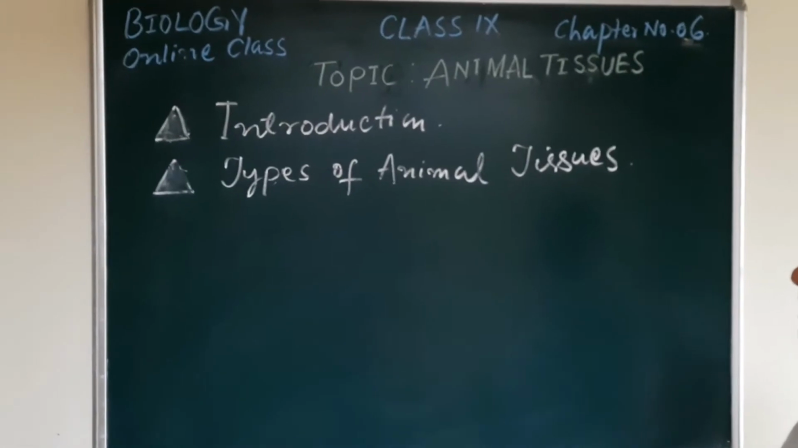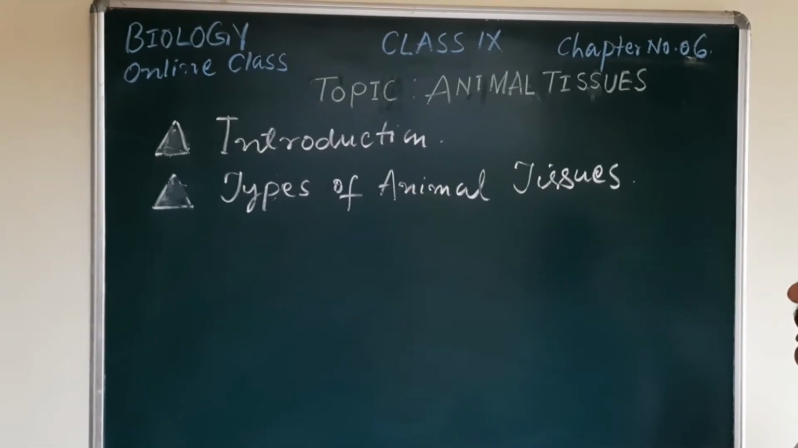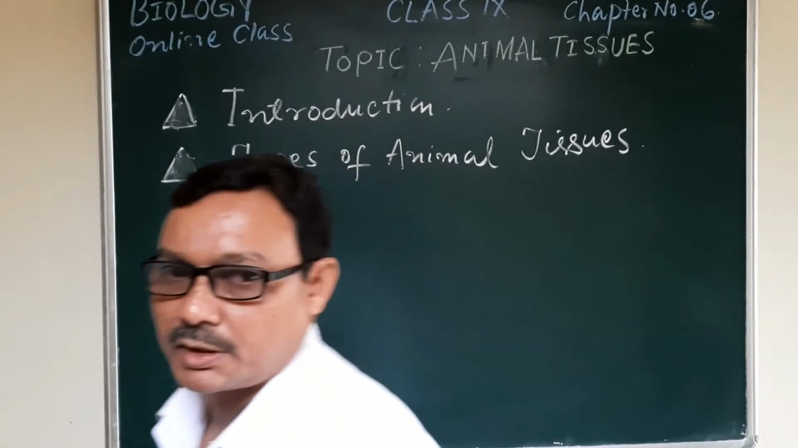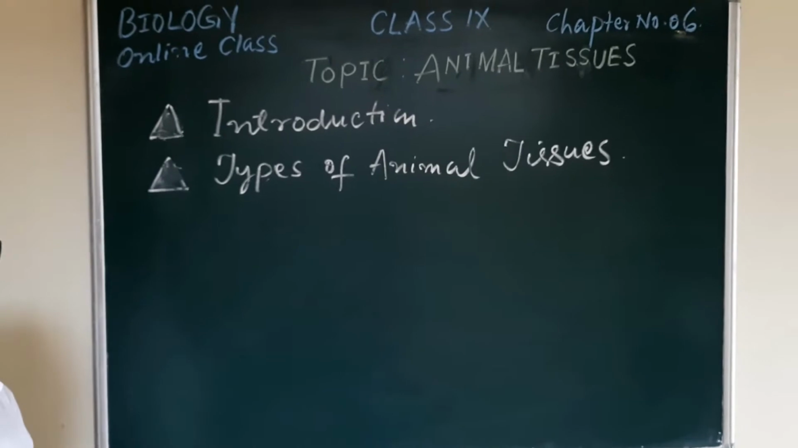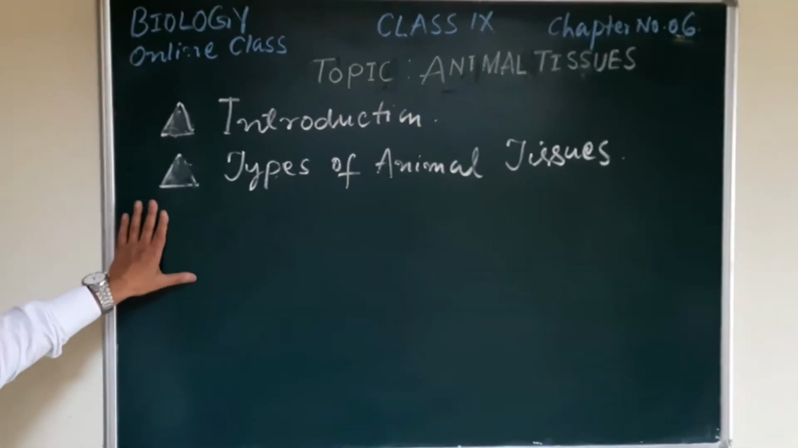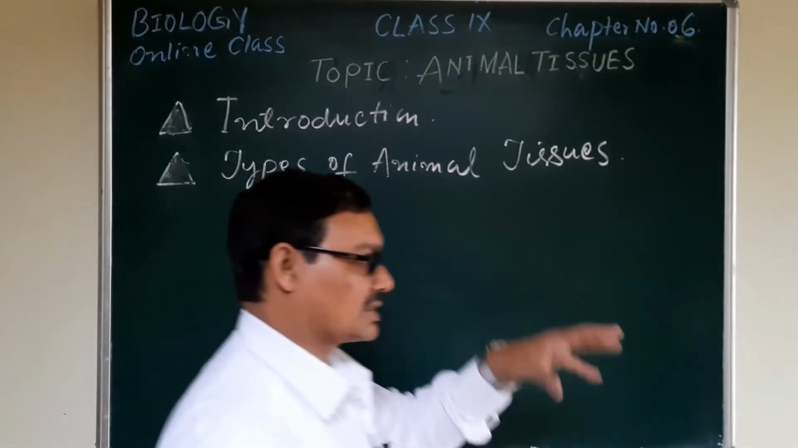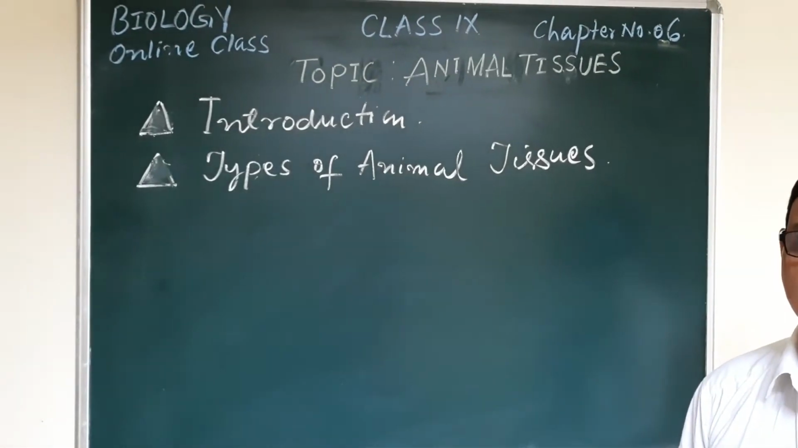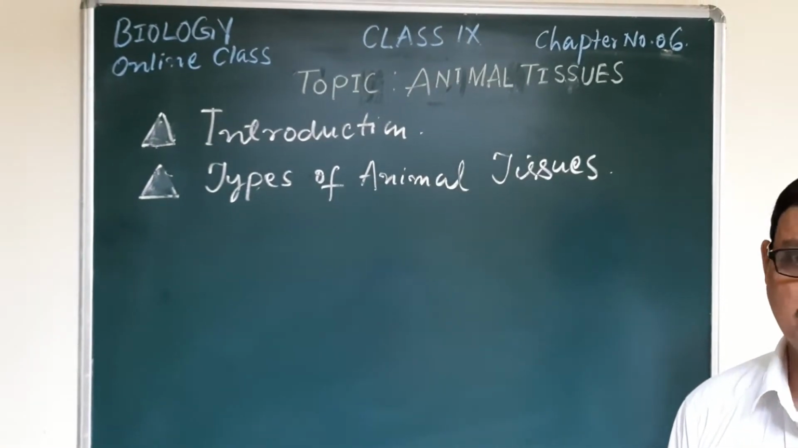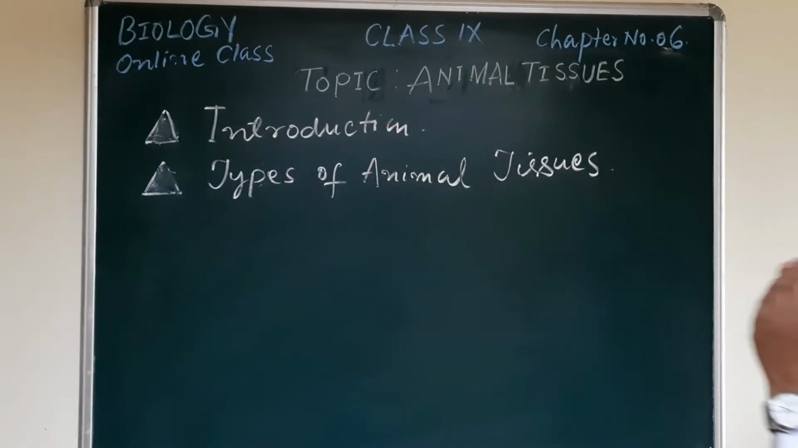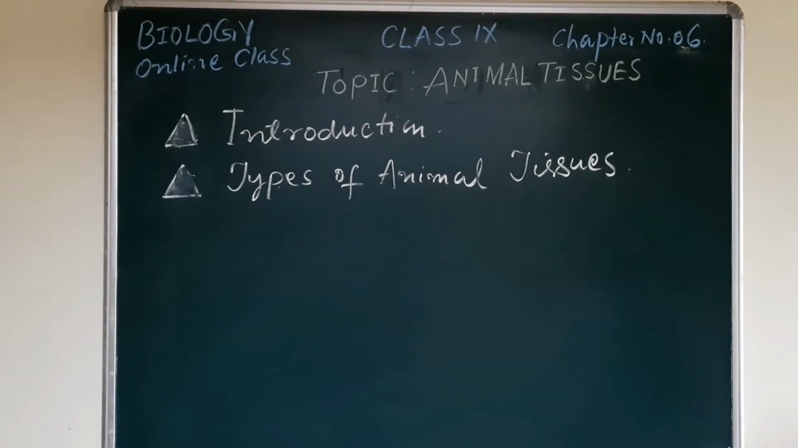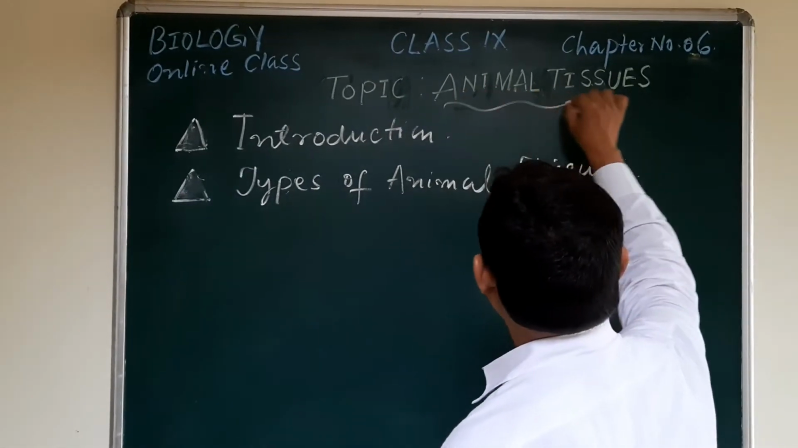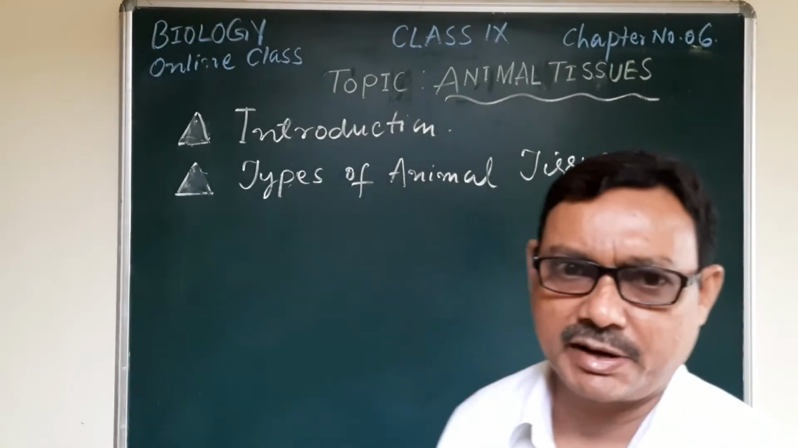Today in this class we are going to study about the animal tissues. In the earlier part of this chapter number 6, we have studied about the plant tissues and their classification. In this part of the lesson, we will learn about the animal tissues and their classification, that means their different types.